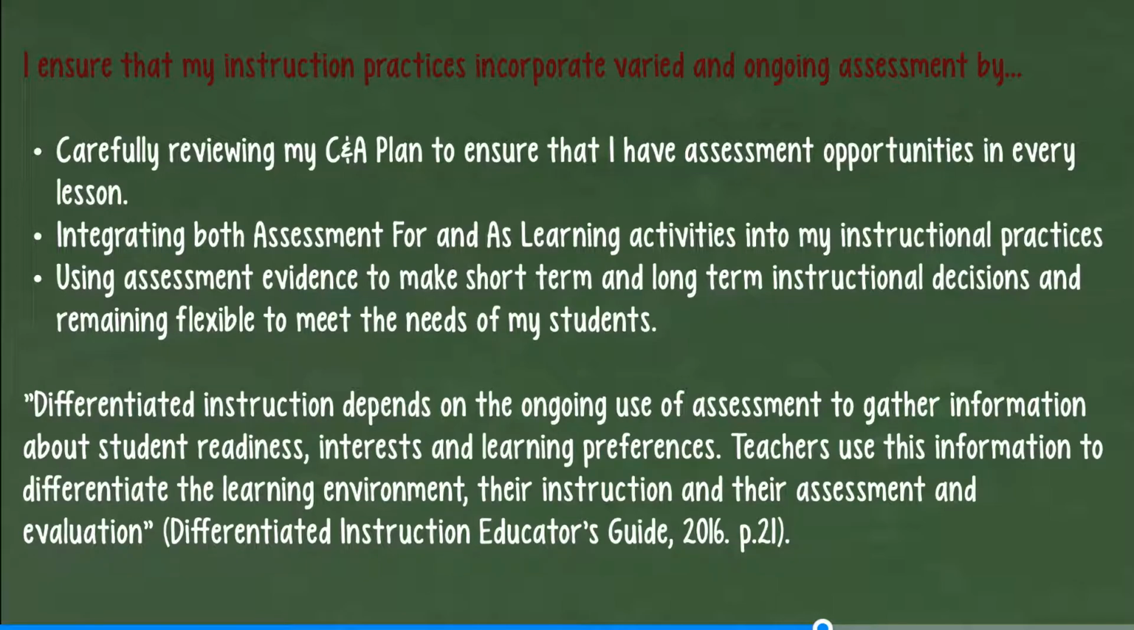This leads to using assessment evidence to make short-term and long-term instructional decisions and remaining flexible to meet the needs of my students. The DI Educator's Guide on page 21 states that differentiated instruction depends on the ongoing use of assessment to gather information about student readiness, interests, and learning preferences. Teachers use this information to differentiate the learning environment, their instruction, and their assessment and evaluation.